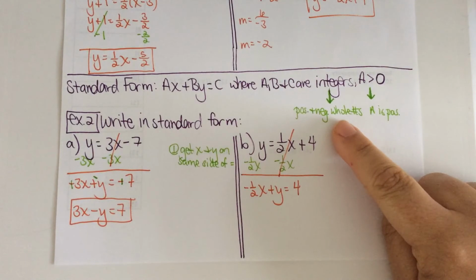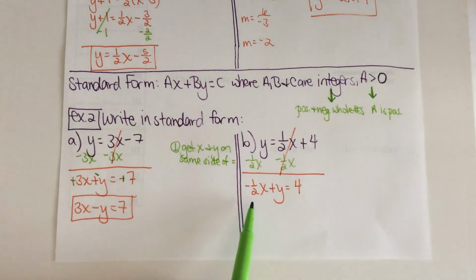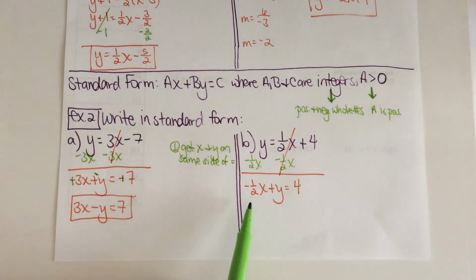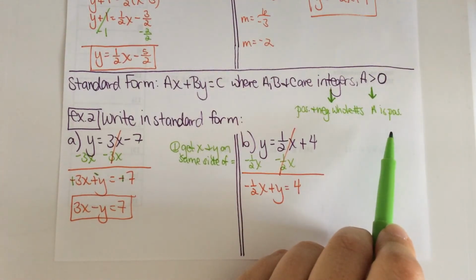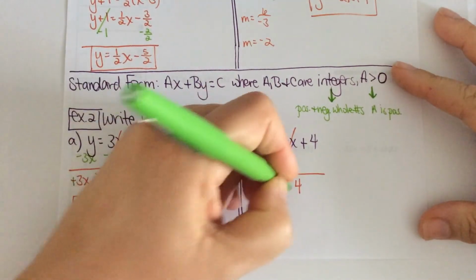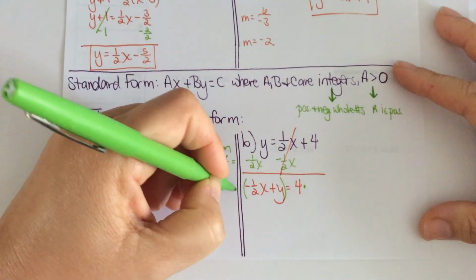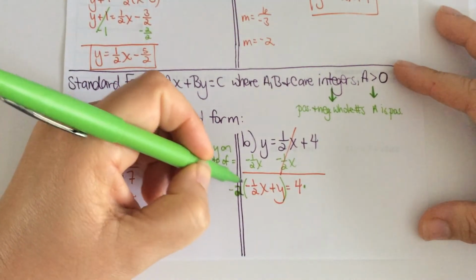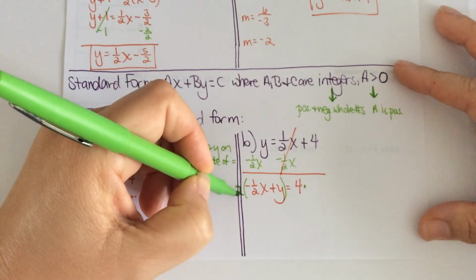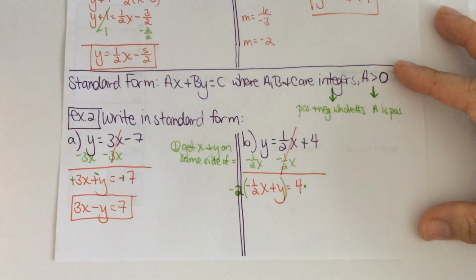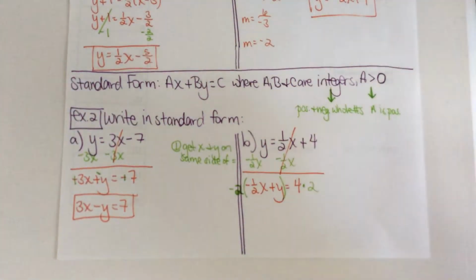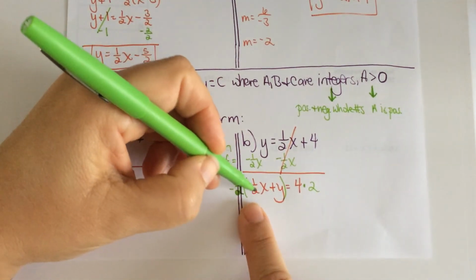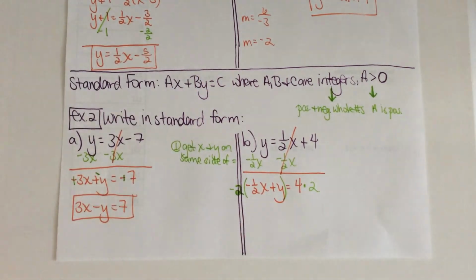A, B, and C have to be integers, positive and negative whole numbers. This is not an integer. Whole numbers are 1, 2, 3, 4, 5, 6, 7, etc. And we can't have fractions. Also, A has to be positive. So I need to multiply everything by, I didn't give myself enough space, -2. Hopefully you can see that. Yeah, I think you can. The negative and the negative are going to turn it into positive. And then if I have 2 times 1/2, that's going to turn into an integer. So I need to always multiply by whatever's in the denominator to get rid of the fraction.